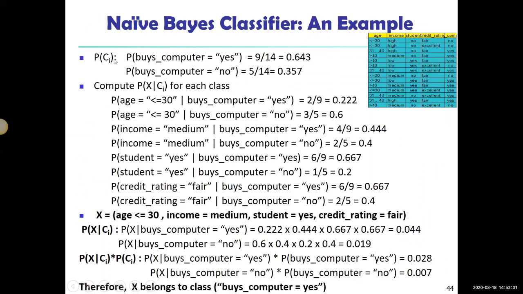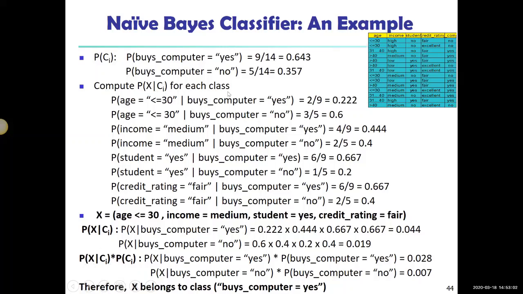So first, because we know we need to compute this value here, we need to first compute the prior probability for Ci. We have two classes, yes and no. And we have 14 instances, yes and no cases. We have a good estimate of the probability for the class prior distribution.